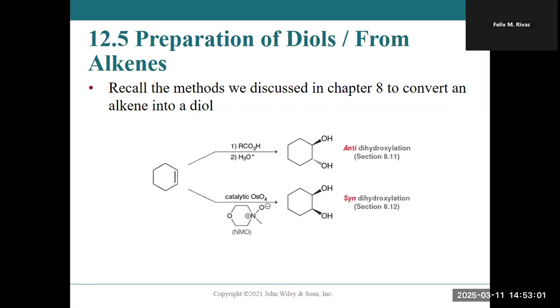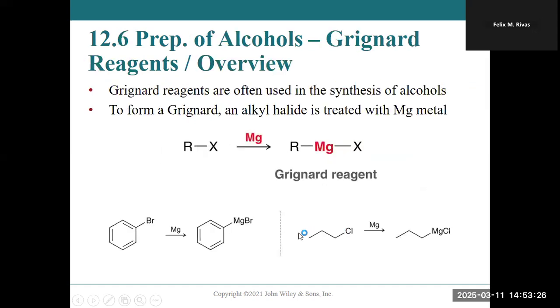The other way to get diols, which is sort of a different way of making alcohols, is by addition to the double bond using the reactions we did back in chapter 8. This is the anti-dihydroxylation and the syn dihydroxylation. So look that up, so you don't miss this method for making alcohols. Sure, it's making a diol, but it's still considered an alcohol.